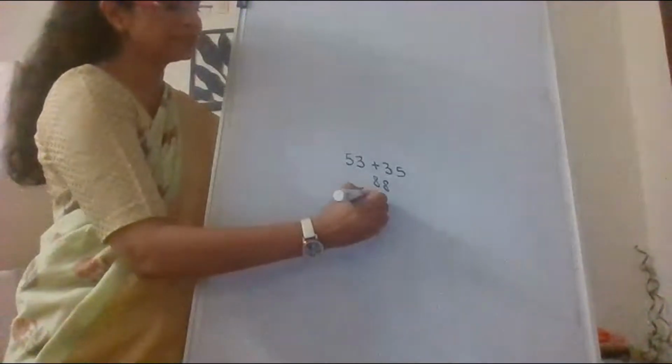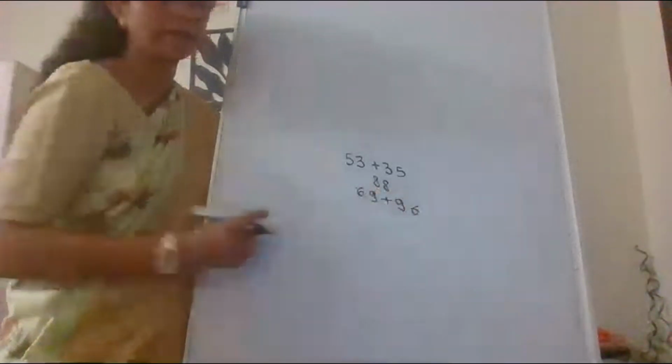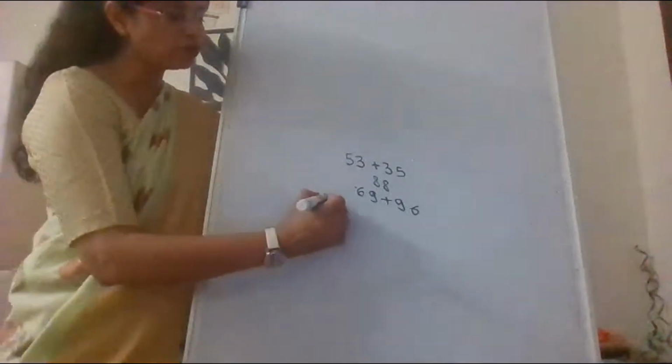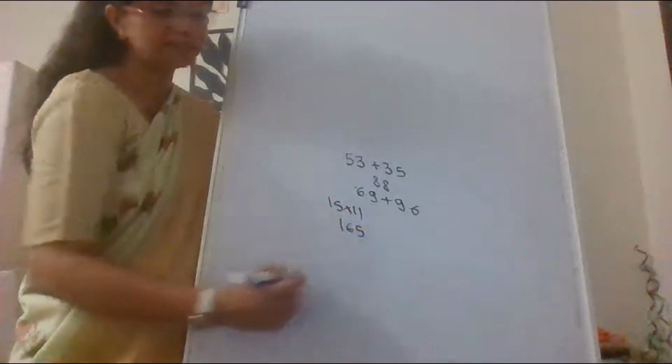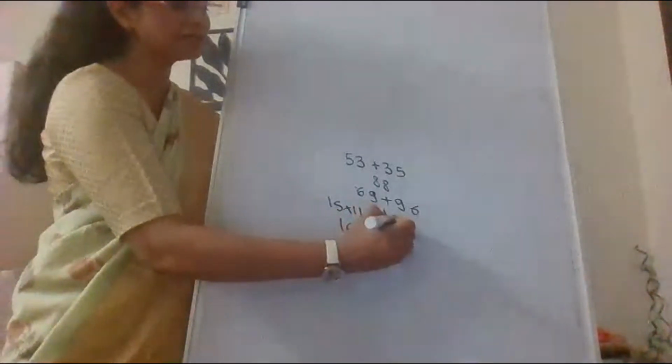If I gave you 69 plus 96. Now 9 plus 6 is 15. And 15 times 11, I taught you how. 15 times 11, what will you do? 1 here, 5 here and 6 in between. 165. 165 is your answer.